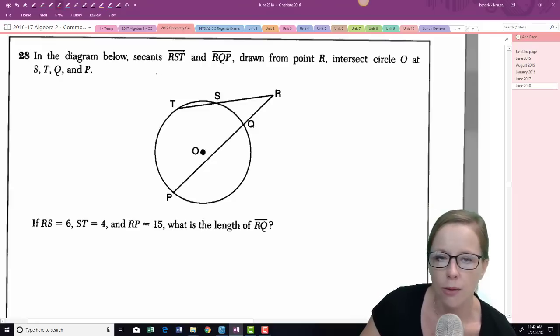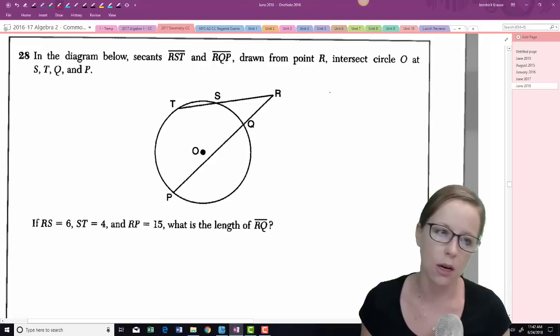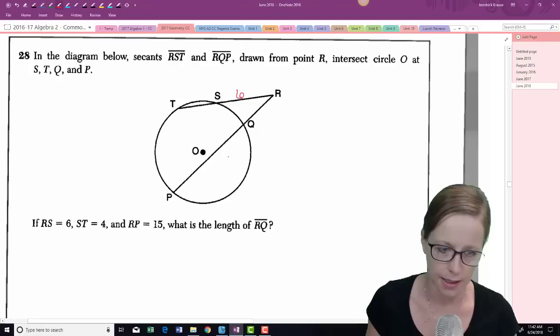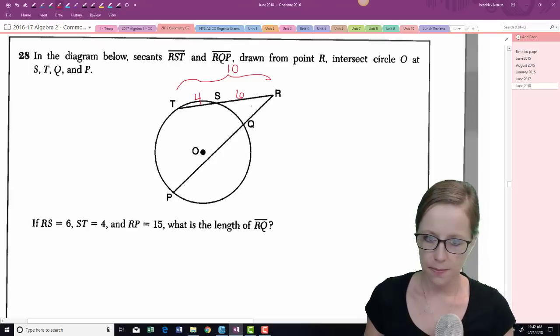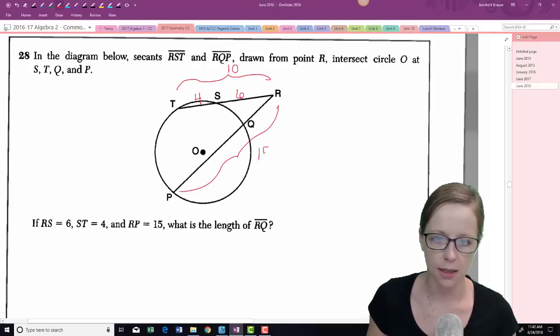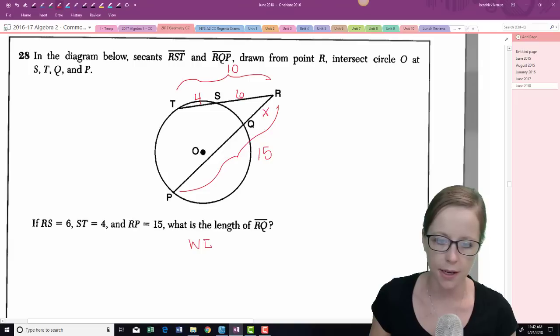In the diagram below, we have secants RST and RQP drawn from point R, intersecting circle O. R to S is 6, S to T is 4, so that means the whole thing is 10. R to P, the whole thing, is 15. We're trying to find RQ, which I will call X. The formula or method you have to know here is whole exterior equals whole exterior.